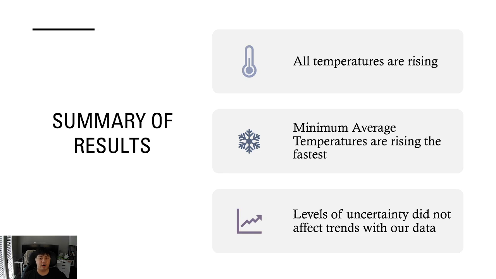And the trends remain strong even after considering uncertainty values in our data. So for the most part, levels of uncertainty didn't affect the trends with our data. I mean, it's very reliable, and that gives me confidence in this analysis that what I found out during the study was more or less accurate, and this analysis supports the conclusion that global land temperatures have steadily been rising for more than a century.